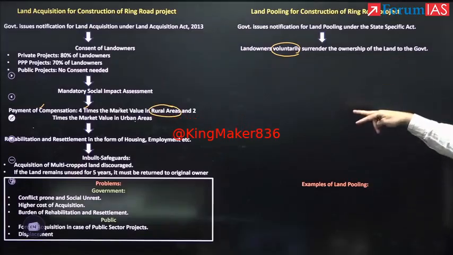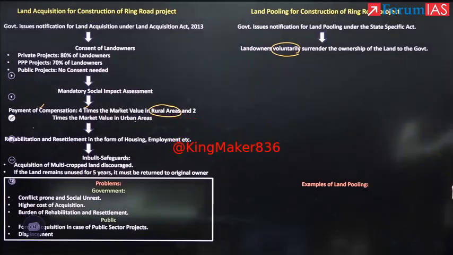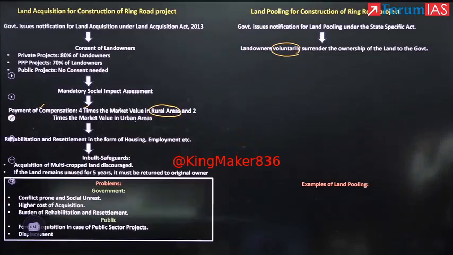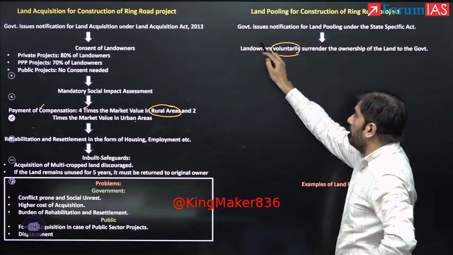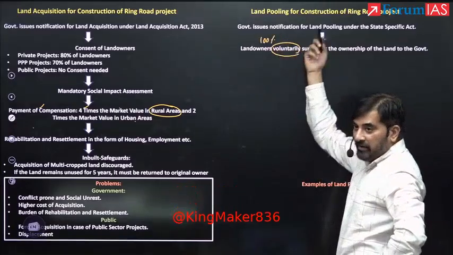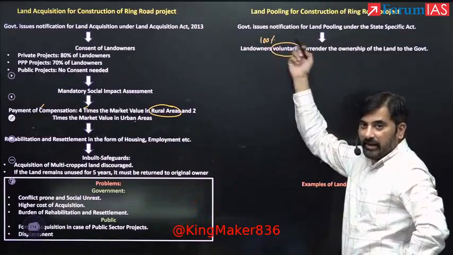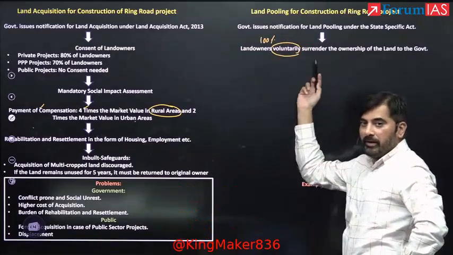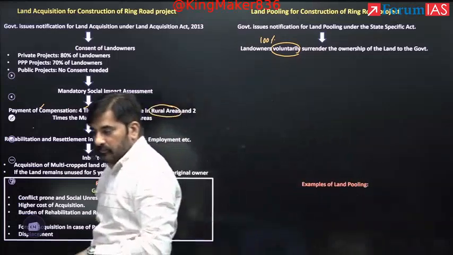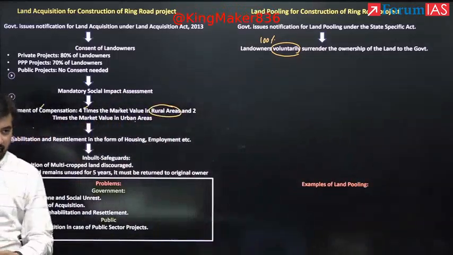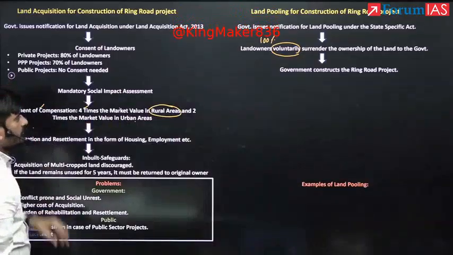That side, what is happening? I am forcefully acquiring it and I'm also paying you compensation. Here there is no forceful acquisition. Here 100% of the people are willingly, voluntarily coming forward, giving their property to the government and not asking for any compensation. There's some reason for it, obviously. What is that reason? Let's see.